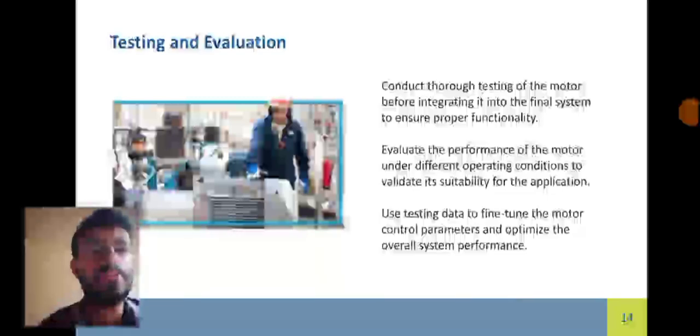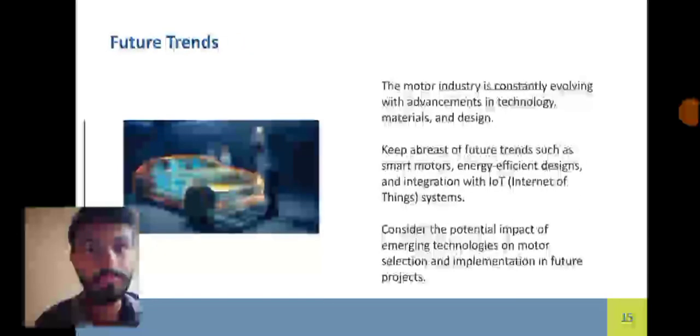Evaluate the performance of the motor under different operating conditions to validate that it is suitable for the application. Use testing data to fine tune the motor control parameters and optimize the overall system performance.